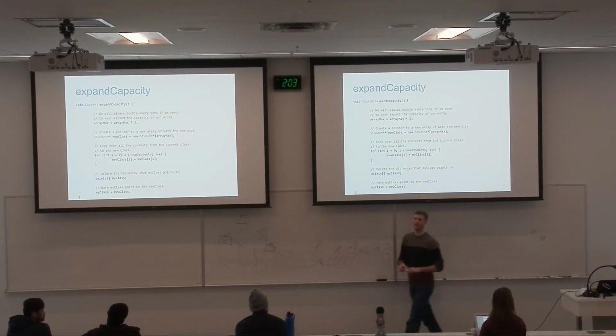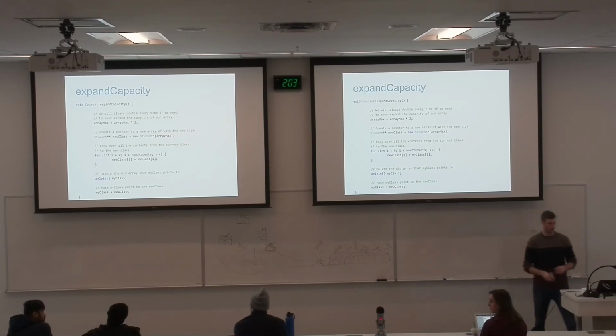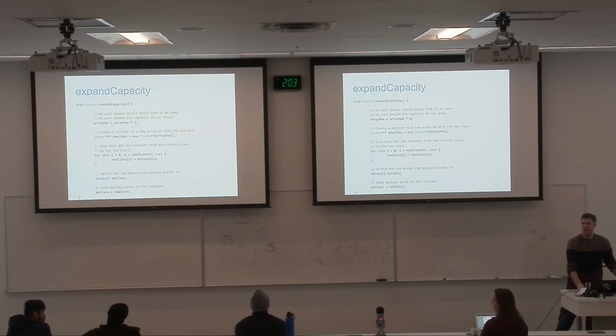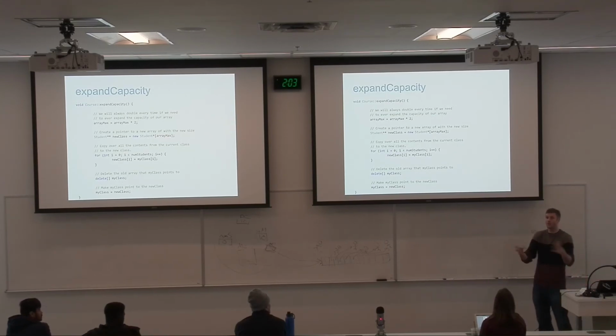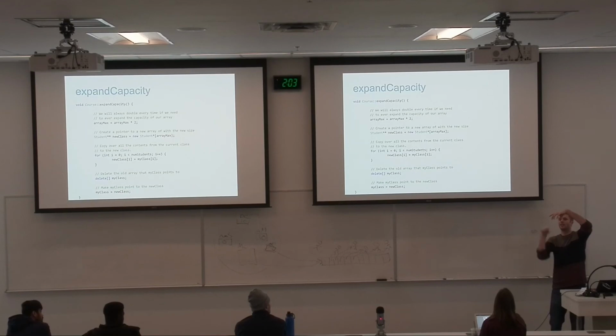Yes? So, deleting my class, that just deletes the variable. The variable's box still exists. Delete deletes what it's pointing to.